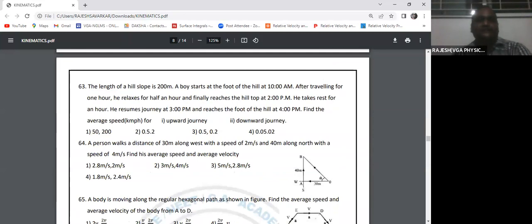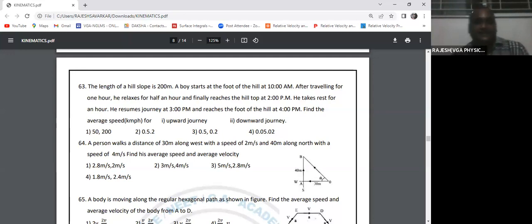The length of a hill slope is 200 meters. A boy starts at the foot of the hill at 10 a.m. Traveling for 1 hour, he relaxes for half an hour and finally reaches the hilltop at 2 p.m. He takes rest for an hour. He resumes journey at 3 p.m. and reaches the foot of the hill at 4 p.m. Find the average speed for upward journey, downward journey.